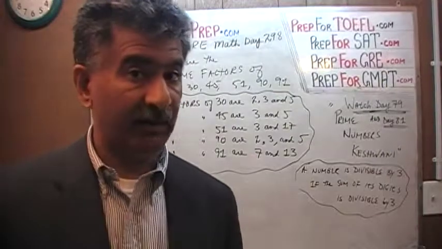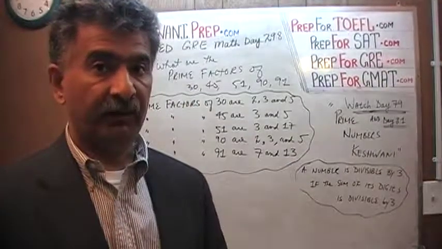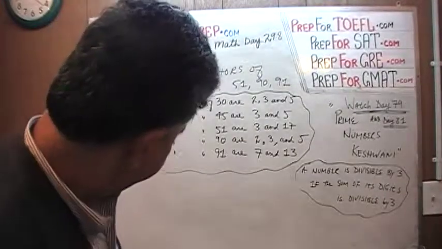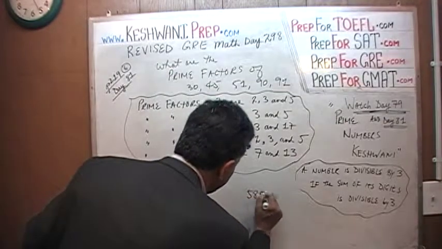Now when people see 585, they freak out. They say, well, how long is that going to take to figure out the prime factors of 585? It's very simple. We did that. 585 goes very quickly.